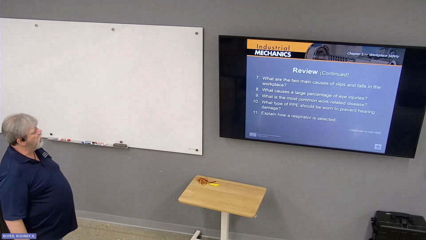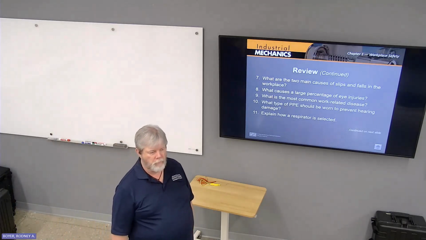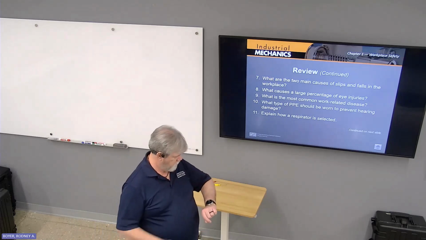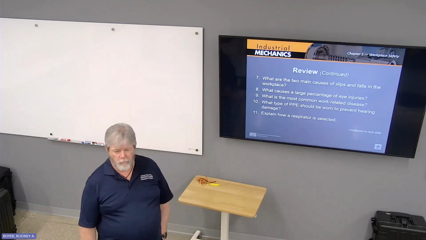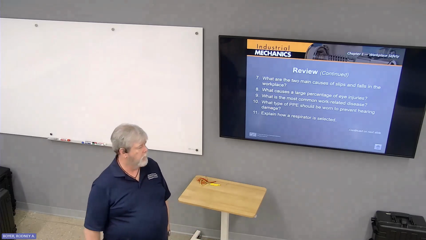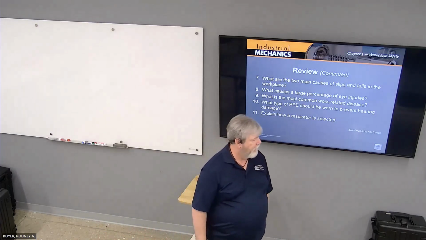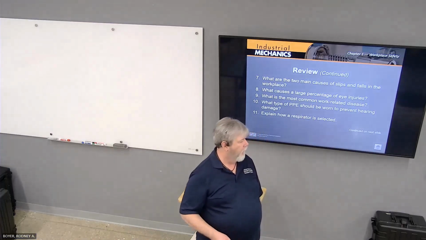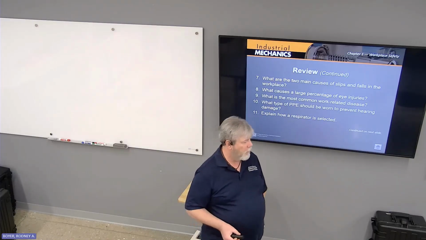What are 2 main causes of slips and falls in the workplace? Trip hazard. Spills. Running. Don't run indoors. Spills. That would be environmental contaminants.